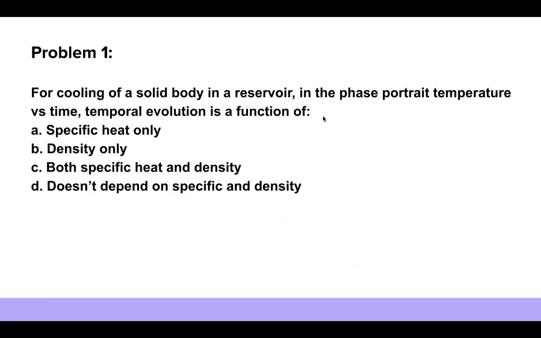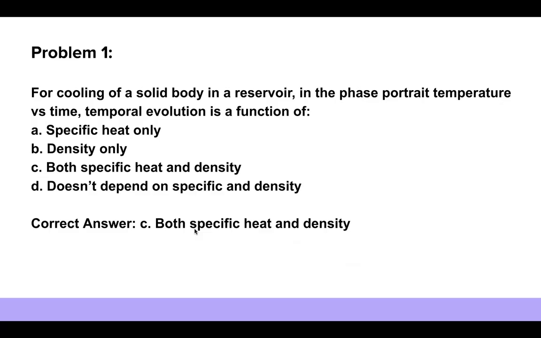This behavior we have already seen. We know that the phase portrait, basically the temperature evolution of that solid body, depends on both the specific heat and density. So the answer is both specific heat and density. That is why when we vary the specific heat, you get different plots, and when you vary the density, you also get different plots. So the temporal evolution is a function of both specific heat and density, right?